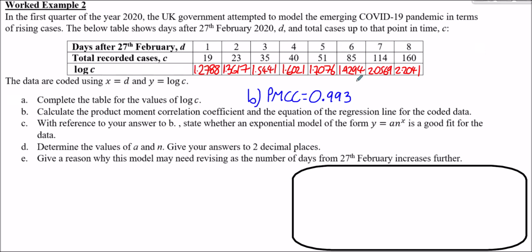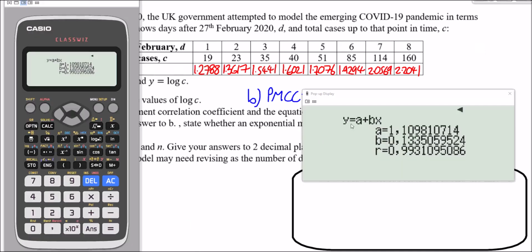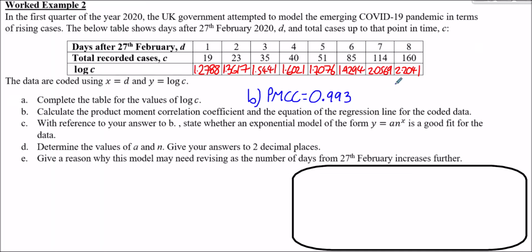And the equation of the line of best fit, we can work out as well. So y equals bx plus a. I'm going to give b to 4 decimal places. So b is 0.1335. So y equals 0.1335x in terms of regression line.